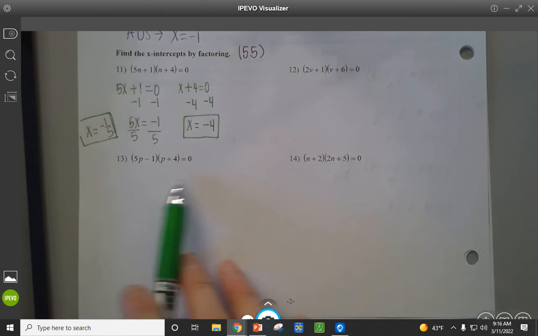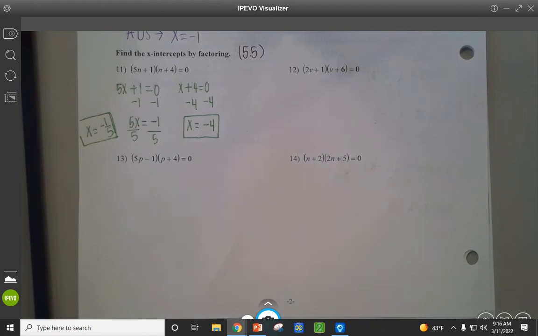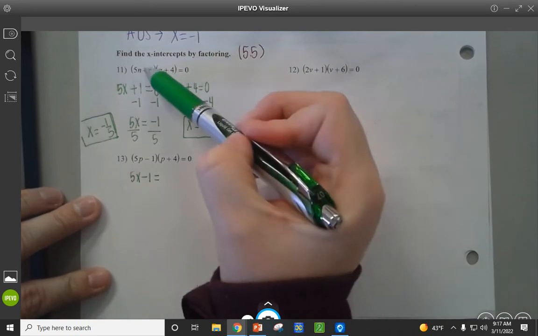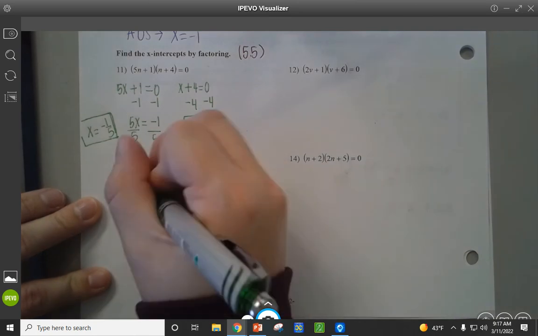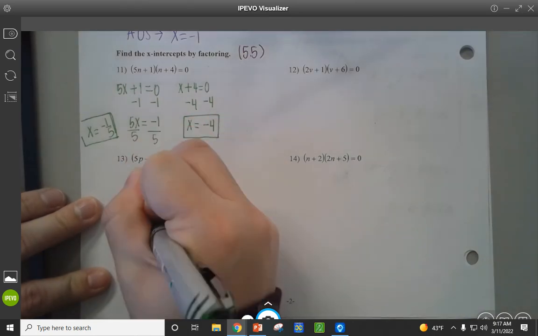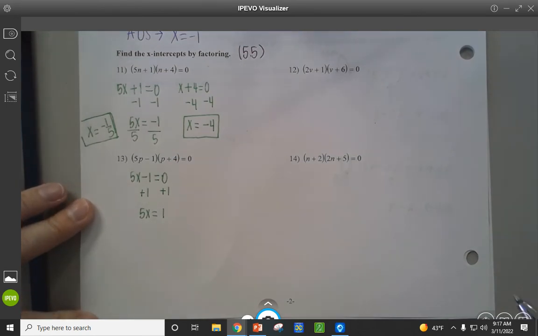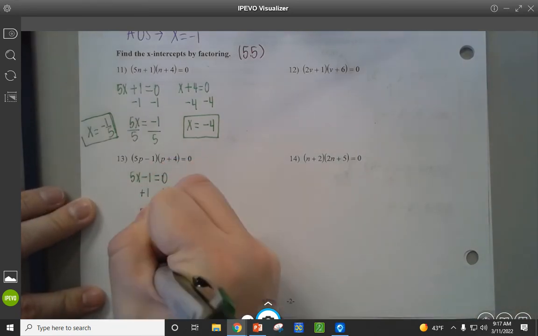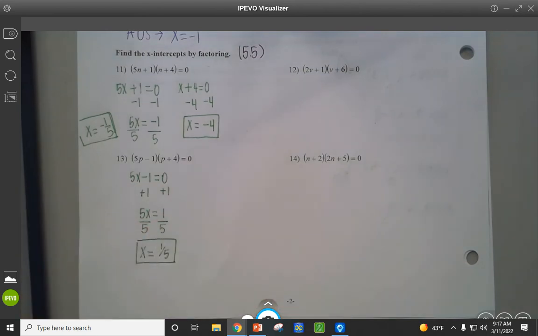All right, number 13. Goodness, these are almost identical. 5x minus 1, not 100% identical. The only difference is that this first one is a minus instead of a plus. Equals 0. Add 1 to both sides. And then if I divide by 5, just leave it as a fraction. X equals 1/5. If you type it in the calculator, you're going to get a decimal, but just leave it as 1/5.